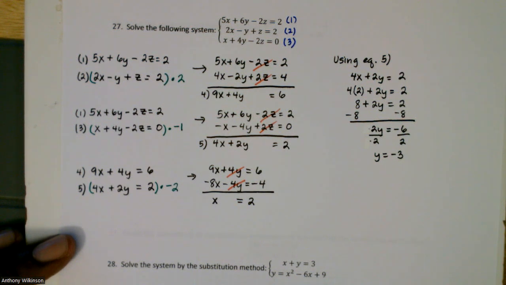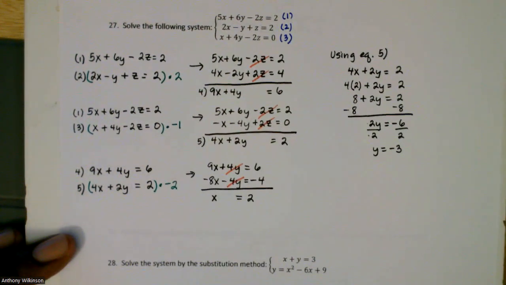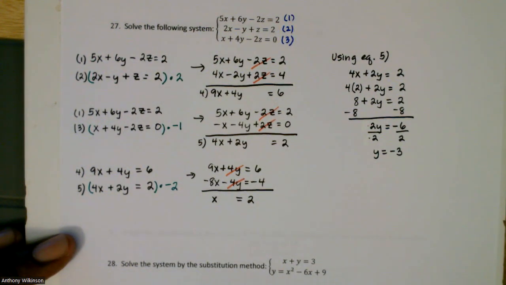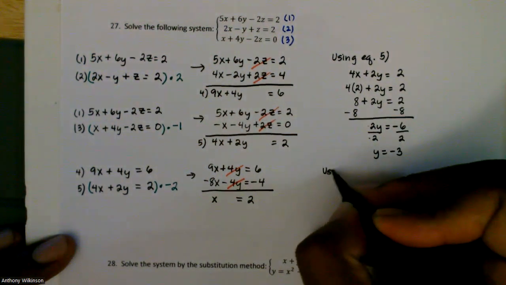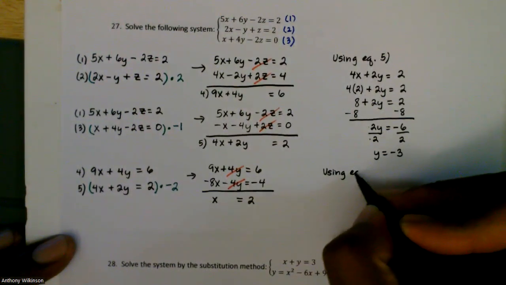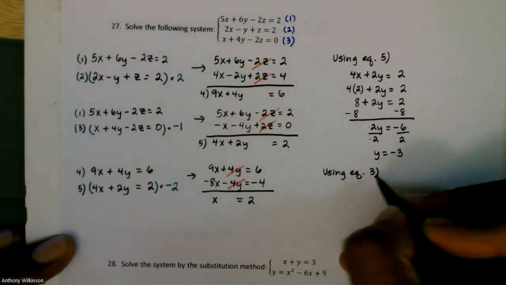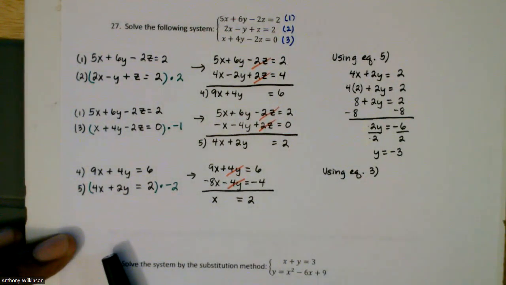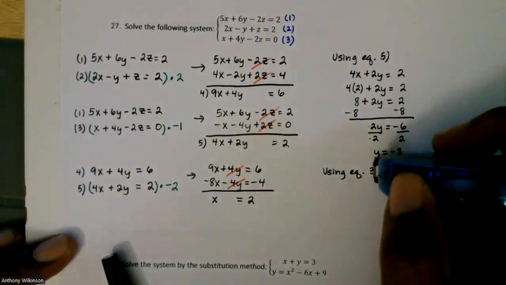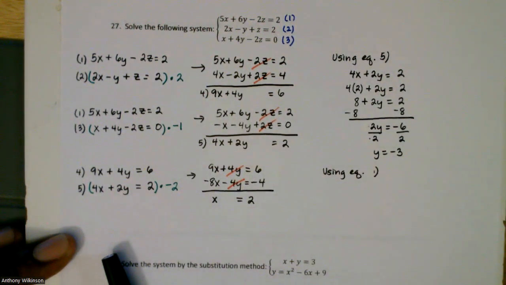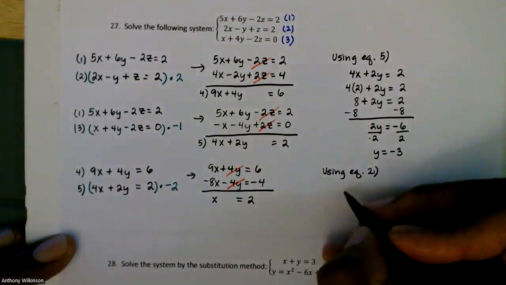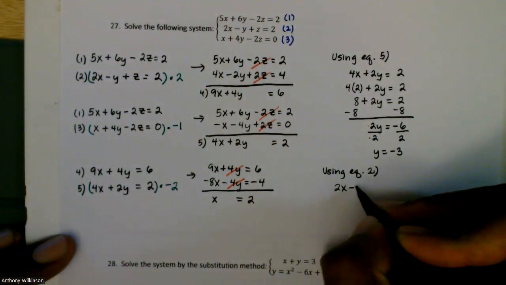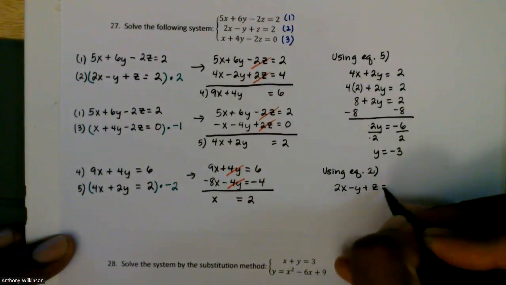Now I know what y is and what x is. I need to find out what z is by using one of these 3 original equations and substitute the x and y to get z. Now I'm going to use equation 2. Again, you could use equation 1 or equation 2, which is what I'm going to use, or equation 3, but I'm using equation 2. And that's, in this case, 2x minus y plus z is equal to 2.